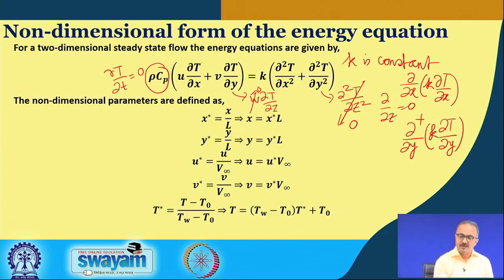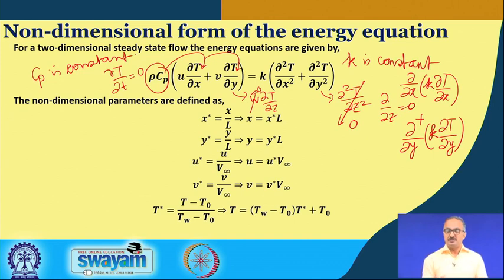If it is not constant, it is simply that you have to take this thing inside the differential. So, here we are assuming Cp is constant. With these assumptions, we are able to write this energy balance equation. Now, similar to what we have done previously, we have defined all the x, y, u, v. New thing in this case is the temperature.